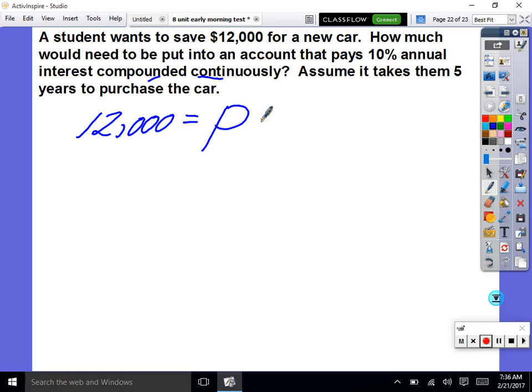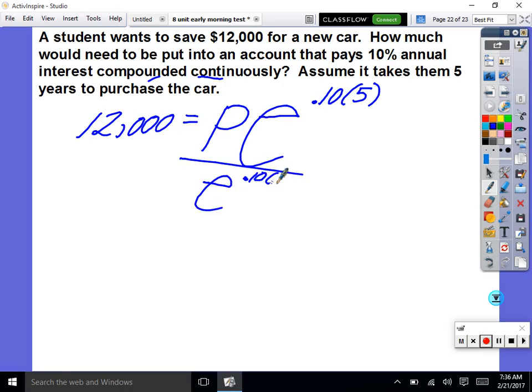So we don't know P. E is just a number. Our interest rate is 10%, 0.10. And then it says assume it takes them 5 years. So then it's just literally algebra because that's just a number, right? So just divide by e to the 0.10 times 5. Because now look, P is a loan and that's how much you had to put down. So it should be less than 12,000, right? Everybody get what I'm saying?